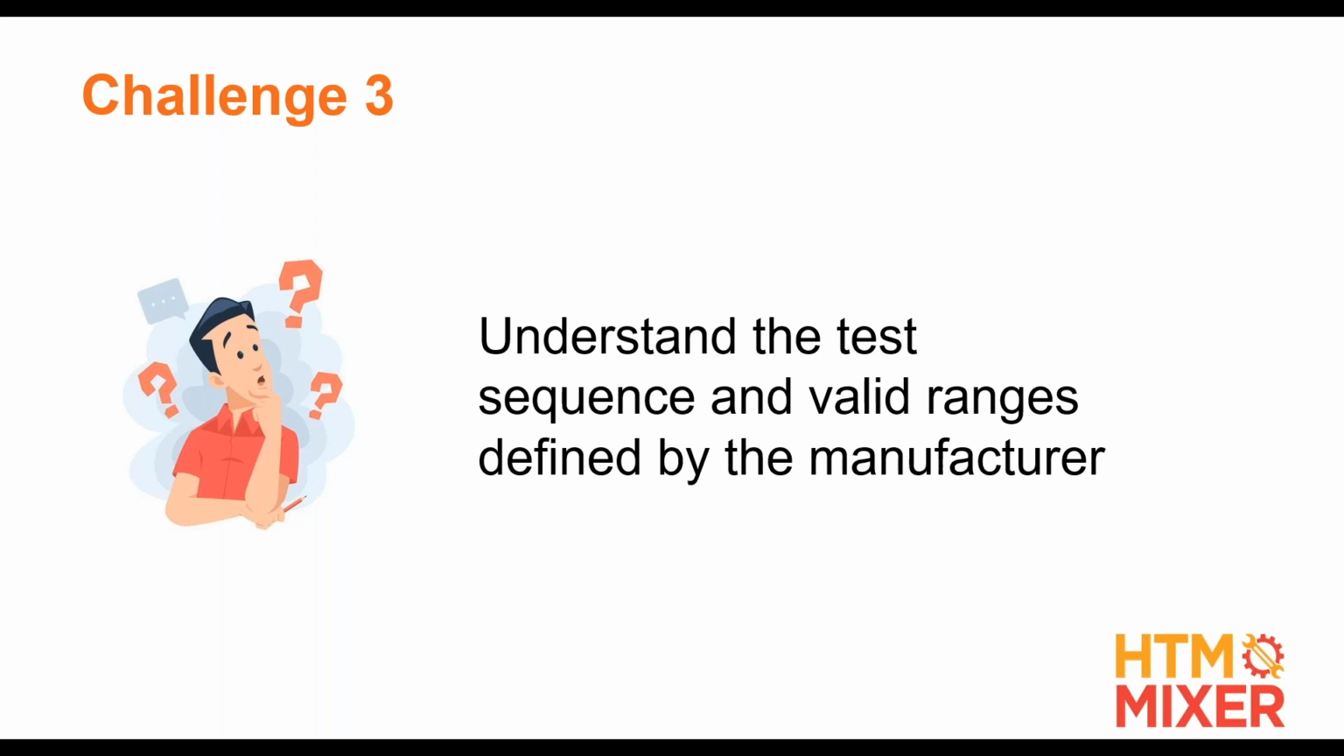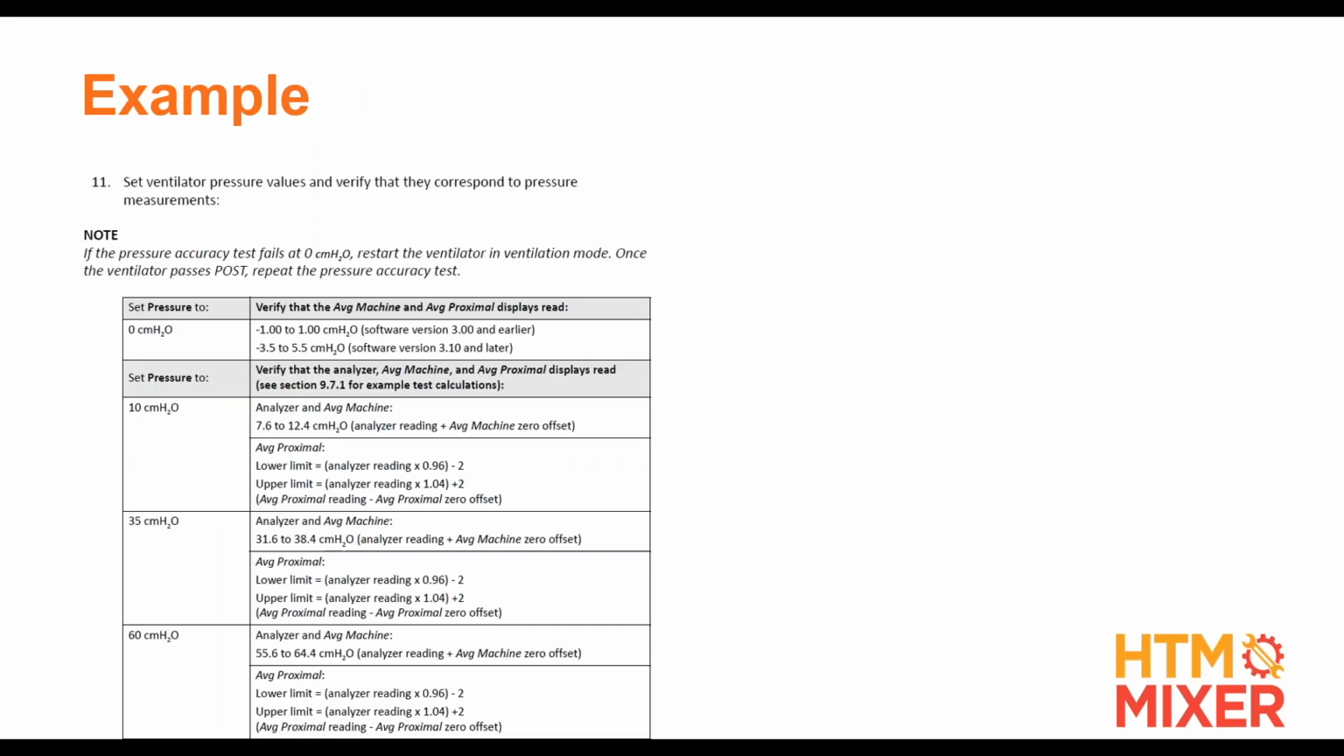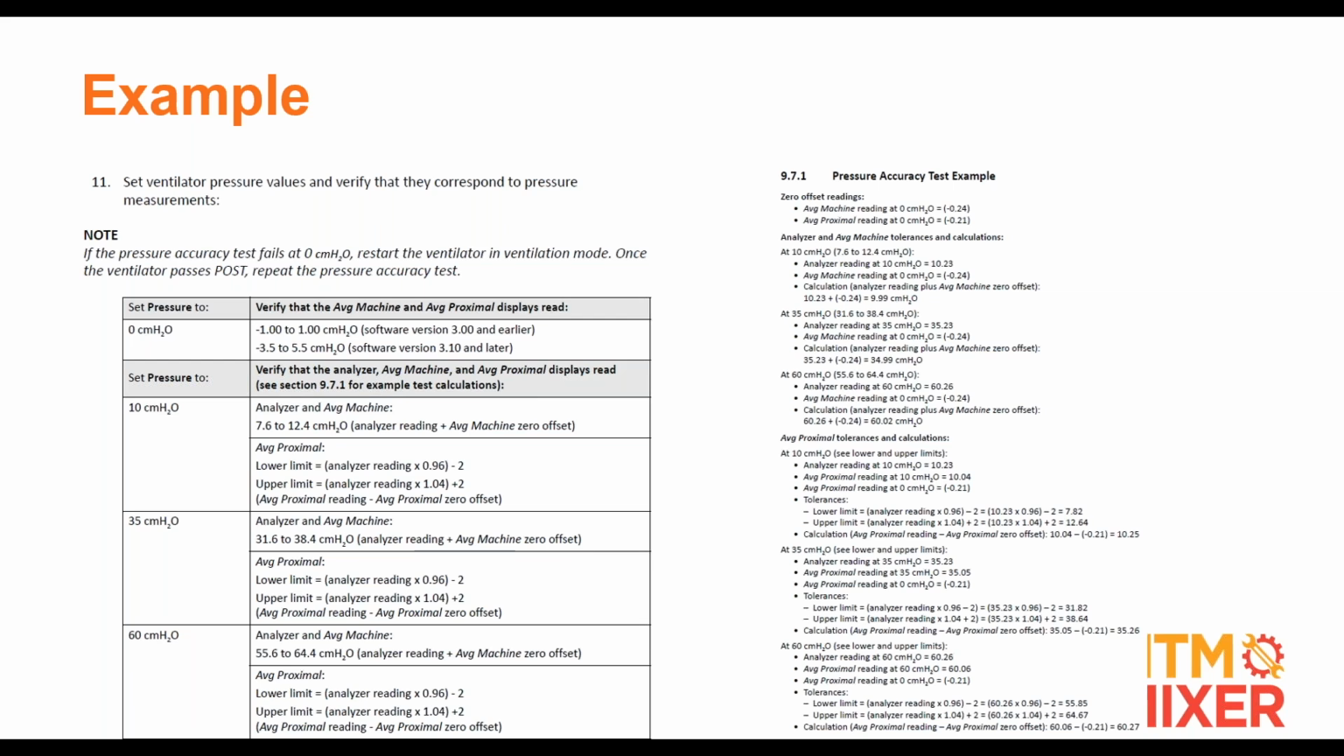Okay, I'm getting a little long here, but we'll cover this pretty quickly. This is the challenge that is frustrating sometimes. Here's an example from an analyzer or ventilator manufacturer, and it says we're going to test at 0, 10, 35, and 60. But then it gives you this long equation for what the actual value is. It's insane.